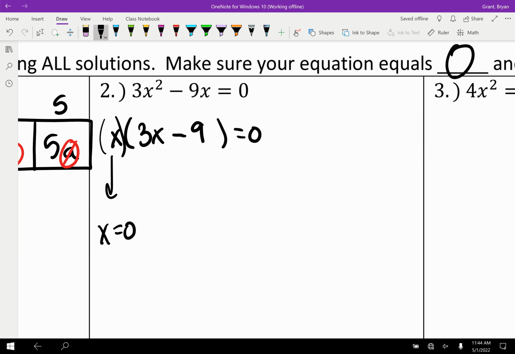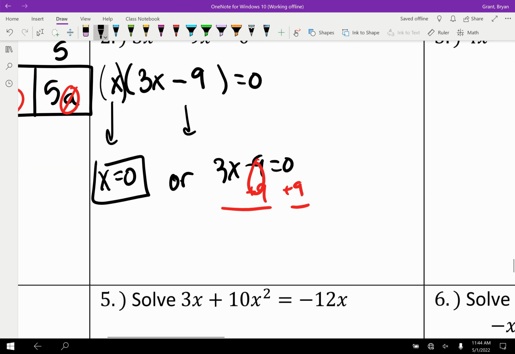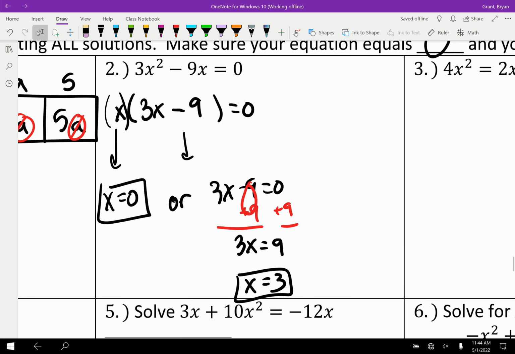X equals 0, or 3x minus 9 equals 0. One is already solved. Let's finish the other. Adding 9 to each side leaves us with 3x equals 9. And you don't even need to finish off SADMAP here. 3 times what is 9? Well, 3 times 3 is 9. X is 3. You could divide both sides, but hopefully that's easy enough to see.